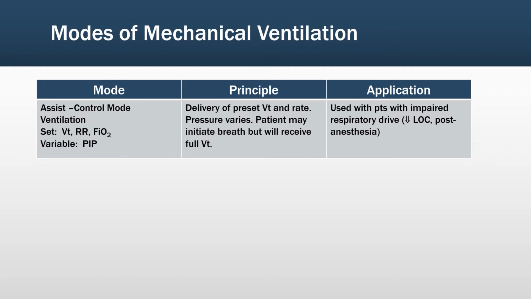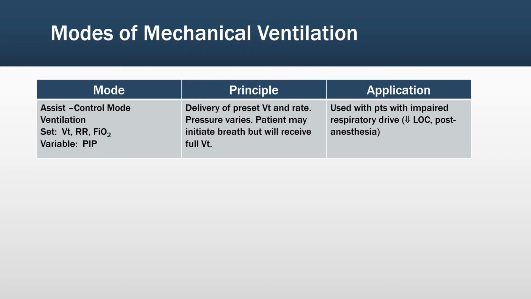So in this mode, the patient always receives the set respiratory rate and tidal volume. The patient can initiate a breath, but will always receive the same set volume. So, for example, if the ventilator settings were a respiratory rate of 16 and a tidal volume of 600, the patient would receive a minimum of 16 breaths per minute, and each breath would be 600 mL. If the patient initiated a breath in between the machine breaths, that breath would also be delivered at 600 mL.